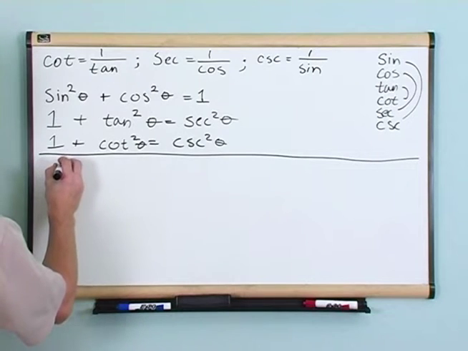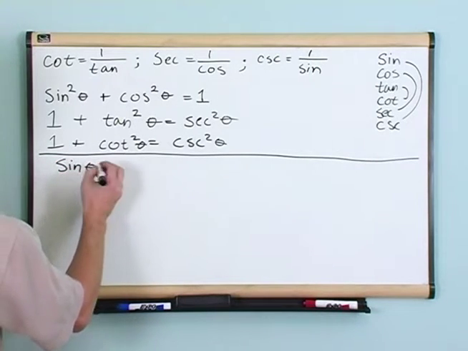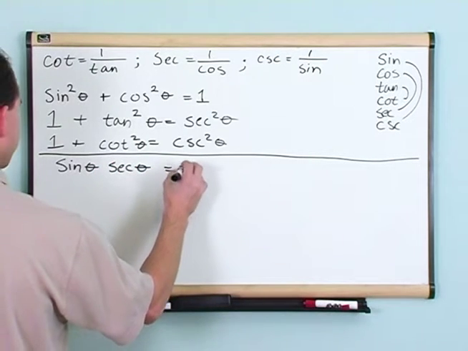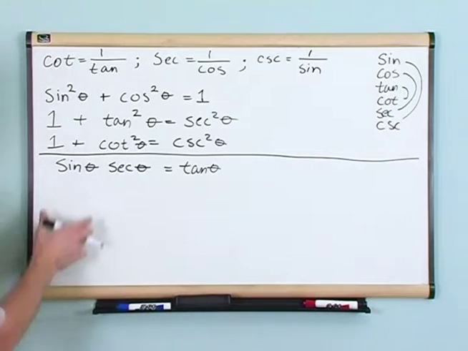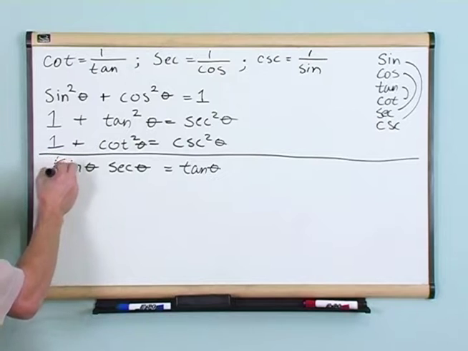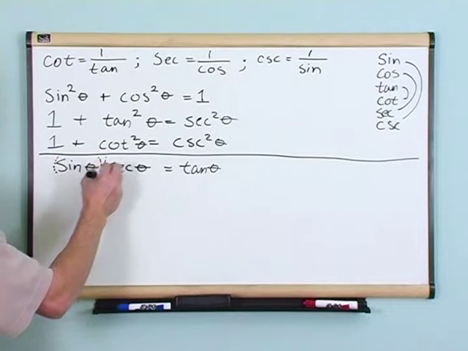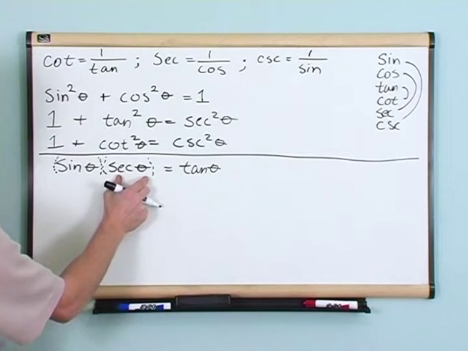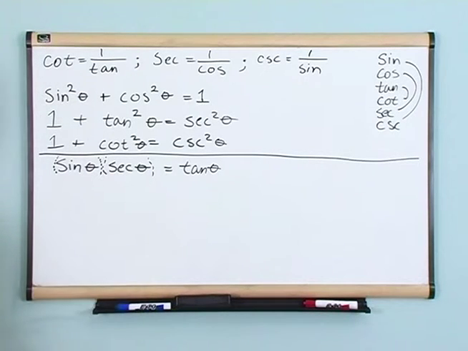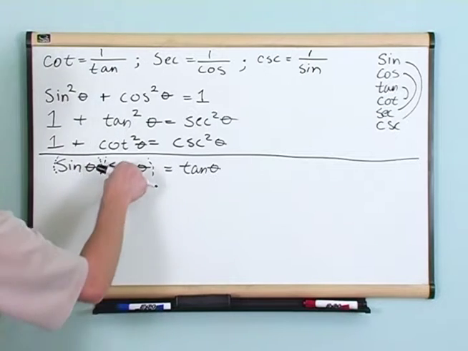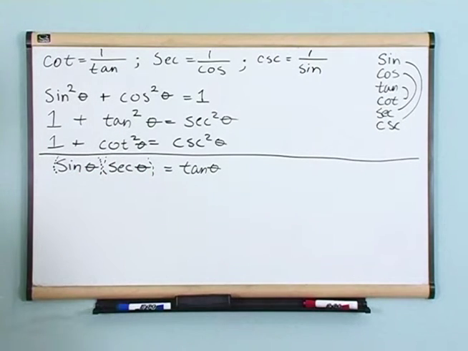What if I have sine theta times secant theta equals tangent theta? Now, also I want to point out, when I have something written like this, you can always assume an implied parentheses around this stuff. This sine of this theta is completely separate from the secant of this theta, and these two quantities are multiplied by one another. So don't start trying to take the sine of the secant. I mean, you take one, you take the other, and you multiply together.